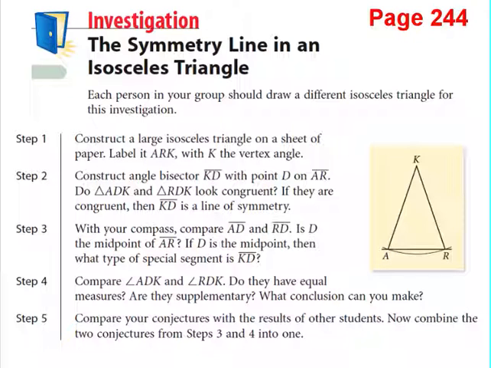It says construct angle bisector KD with point D on AR. So basically, we need to bisect this angle. Remember how we bisect it. You're going to start with your compass, making an arc here. Open up your compass to some arbitrary length. And then with your compass at the same setting, or a little bit bigger, you're going to put the tip of your compass here and make an arc here.